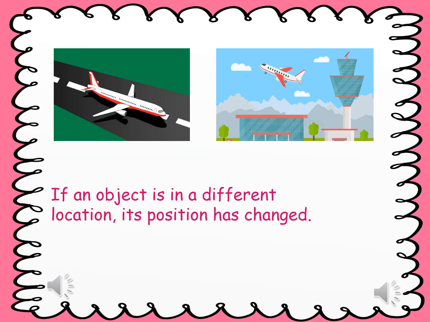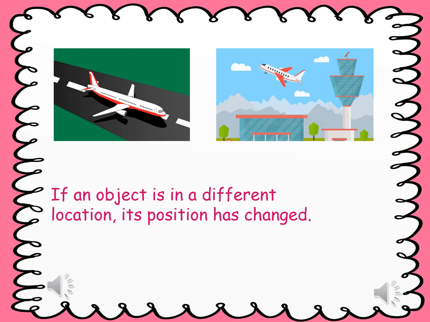Let me give you another example. Look at the picture in this slide. The first picture shows an airplane is on the land. The second picture shows an airplane is in the sky. Means the airplane moved from the land to the sky. Means the object is in a different location, and also the position has changed.